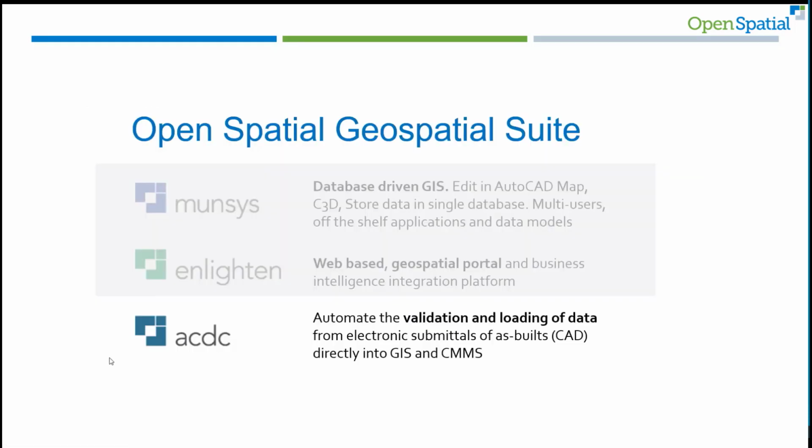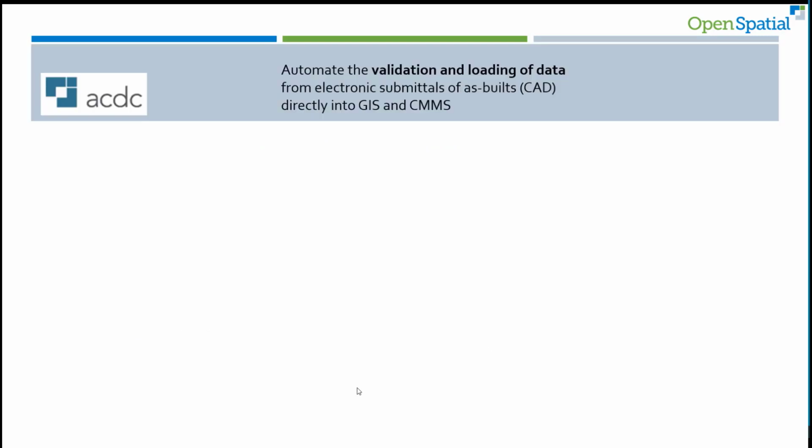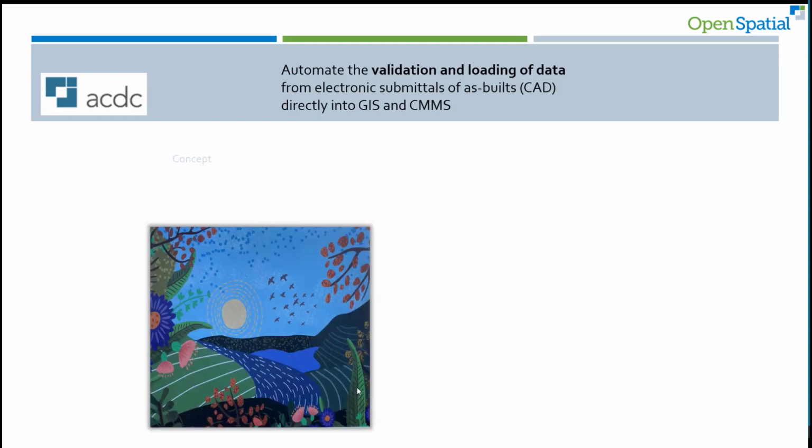Moving on to ACDC. ACDC is an as-constructed design certification product. It's all about the CAD side of the house, automating the creation of attributed data from CAD drawings directly into GIS. So it's a go-between and very powerful. It does more than just ETL. ETL is where you already have data and you can translate it. This is about getting the data out of the drawing.